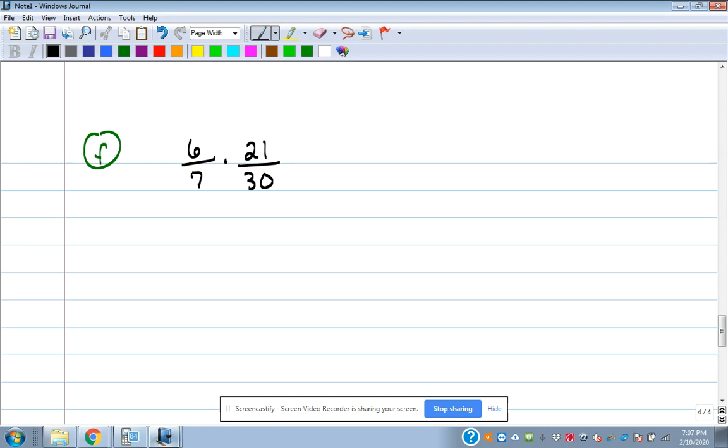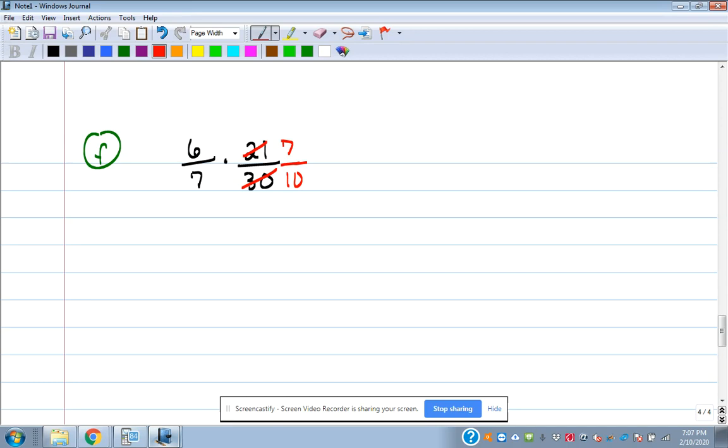What are the rules for multiplying fractions? Which directions can you reduce? Well, could I reduce this first fraction up and down? 7 and 6. Do they have anything in common? What about 21 and 30? 3 goes into 21 7 times. So I could reduce that to 7 over 10. So I can reduce vertically inside the multiplication problem.